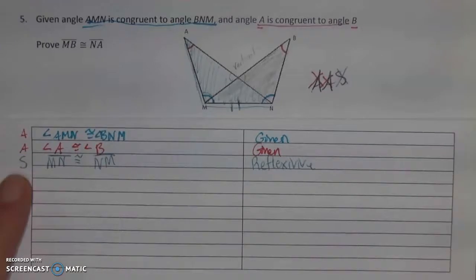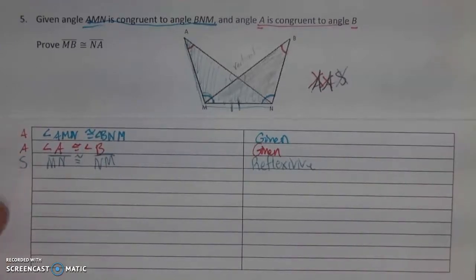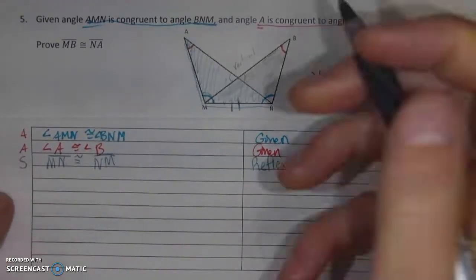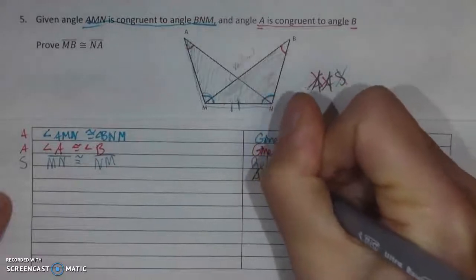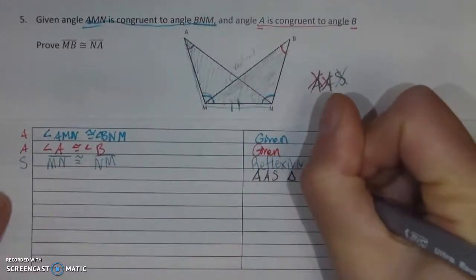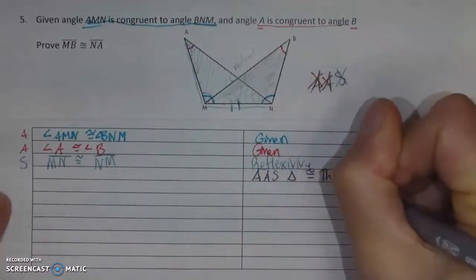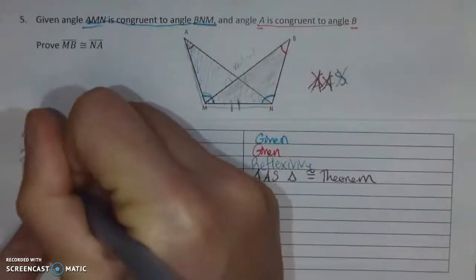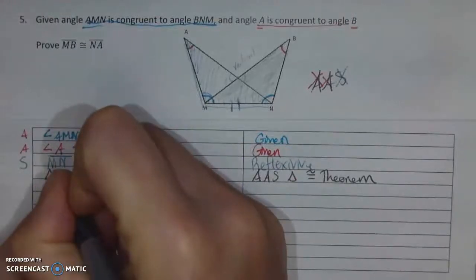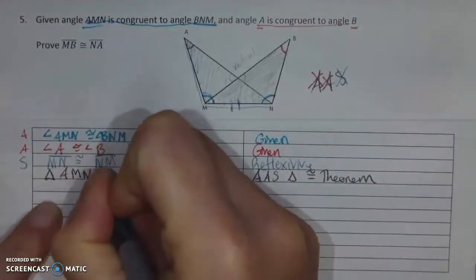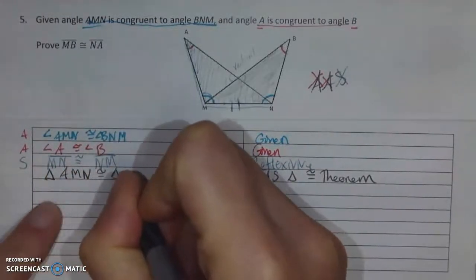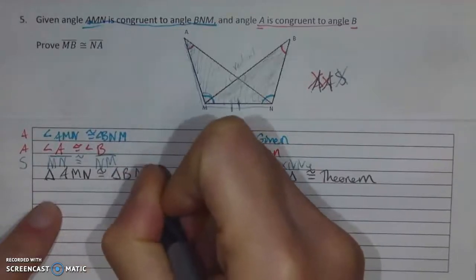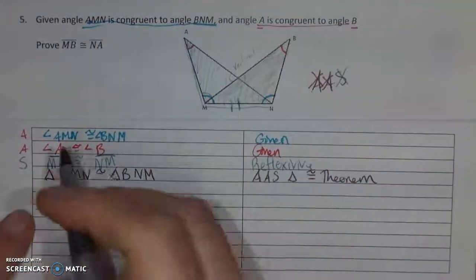Well, now I have angle, angle, side, which means I can prove that my triangles are congruent using the angle, angle, side triangle congruence theorem. Now that gives me the statement, of course, that triangle AMN is congruent to triangle BNM, again watching my corresponding points.